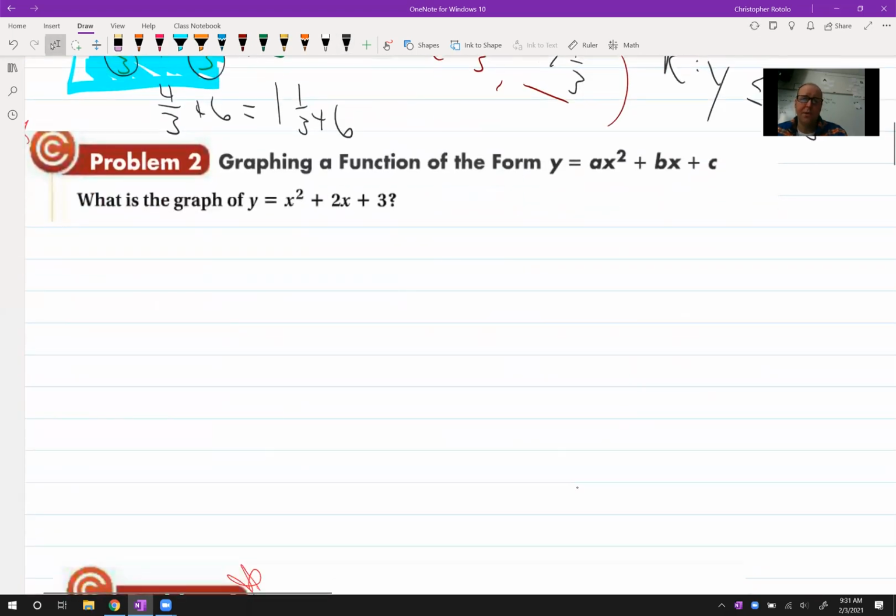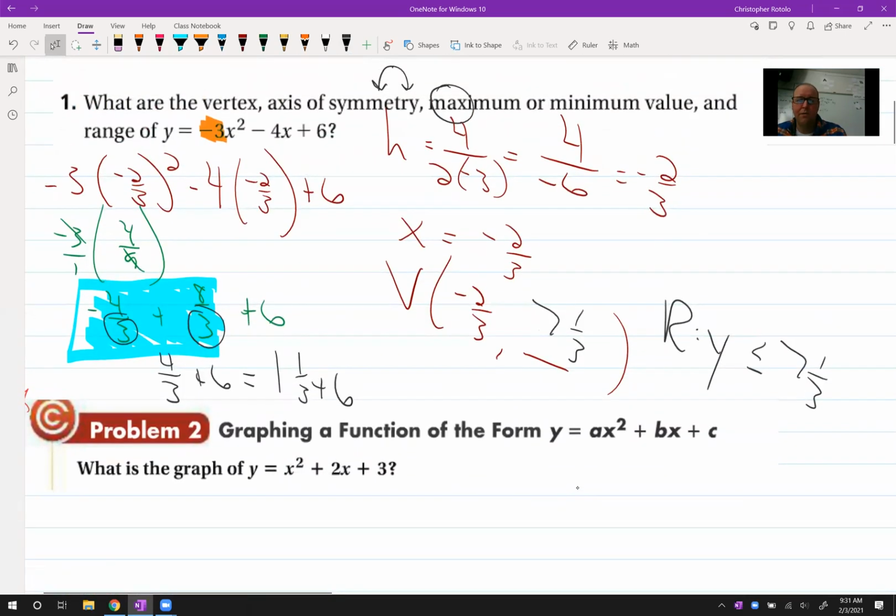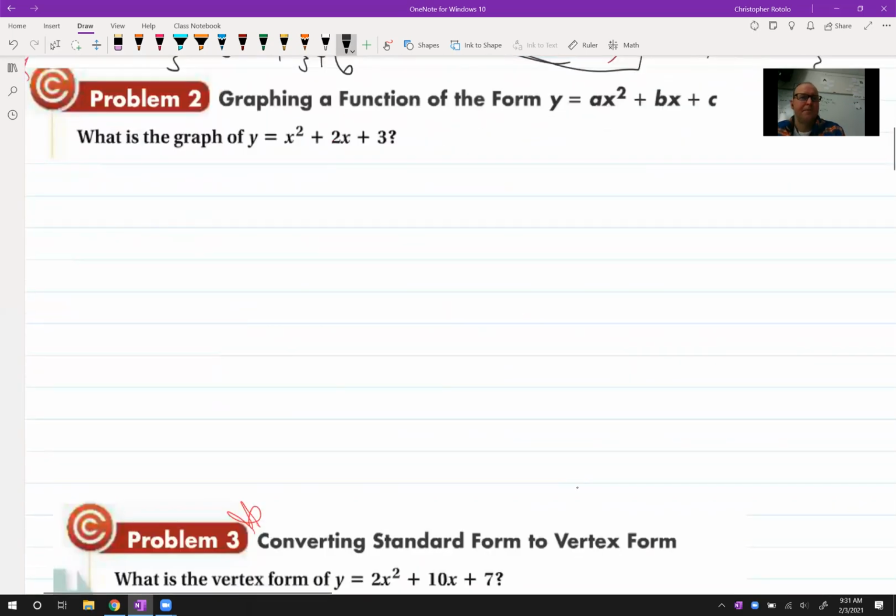All right, graphing the function. Okay, I can graph it. So what do I need to graph it? I need the vertex, right? I definitely need the vertex. So we're going to do this process to get the vertex. After that, I'm going to show you what we're going to do. You hang in there. All right, negative b over 2a. Negative 2 over 2 is negative 1.